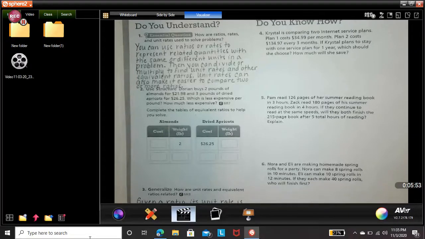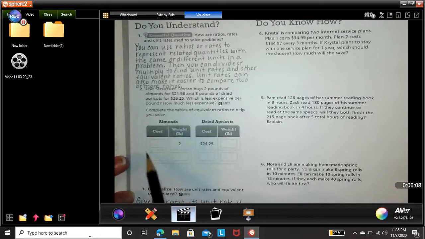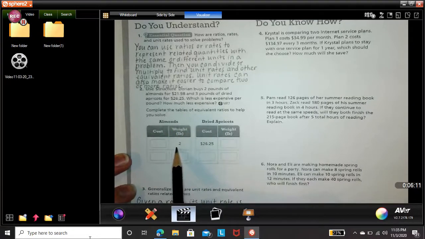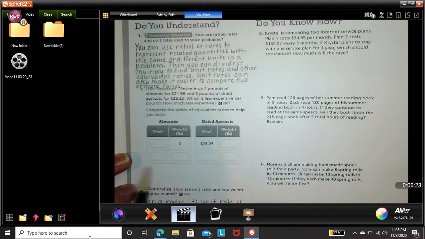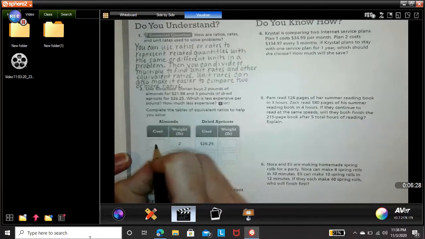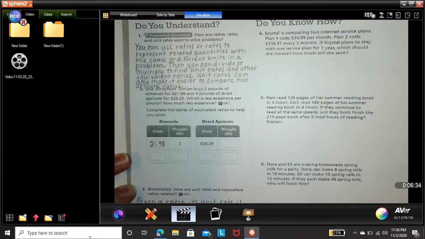So you'll see as we go through this sheet here, the key concept page, that we're going to continue to make these tables. They only take a few seconds to draw out. So let's start with the almonds. We are given one of the numbers in the table. The weight of almonds here is 2 pounds. So we're going to go to our word problem and see if we have a dollar value for that too. And we do. Those 2 pounds of almonds cost $21.98. So we're going to fill that into the chart.